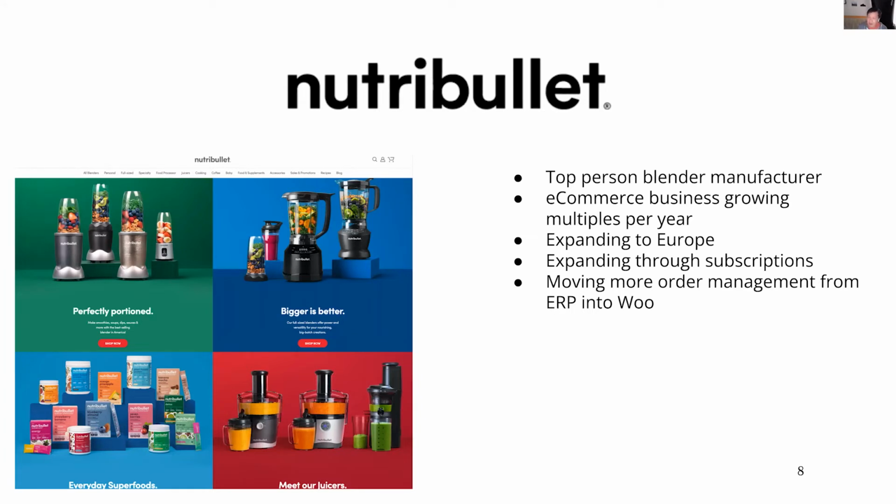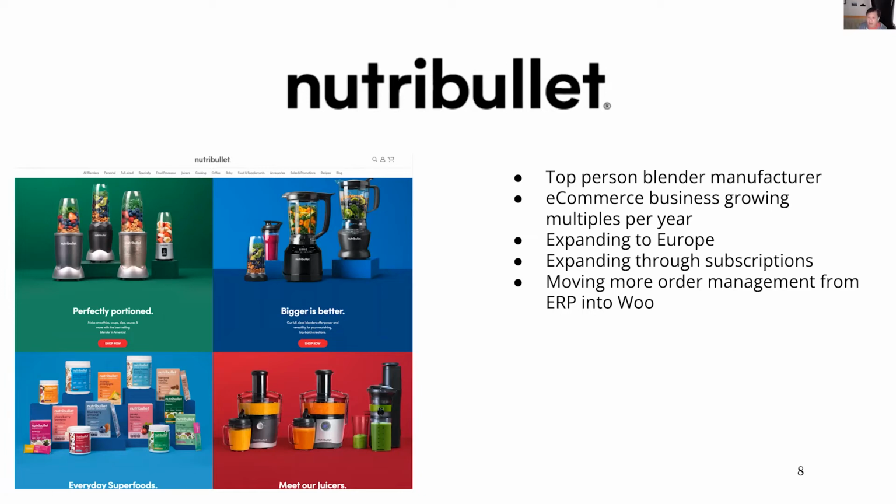They're looking to expand too. So they are actually owned by DeLonghi, the large European appliance company. So they're looking to expand to Europe this year. We're supporting them through that expansion, using more of Woo, integrating with their ERP accounting system and things like that. They're also starting to sell subscriptions. If you look at the bottom here, you see they sell ingredients that go into the blender.